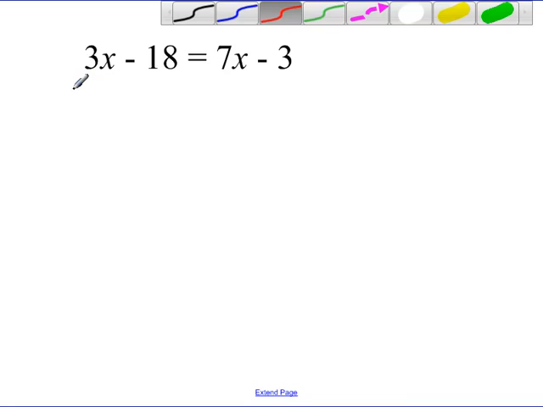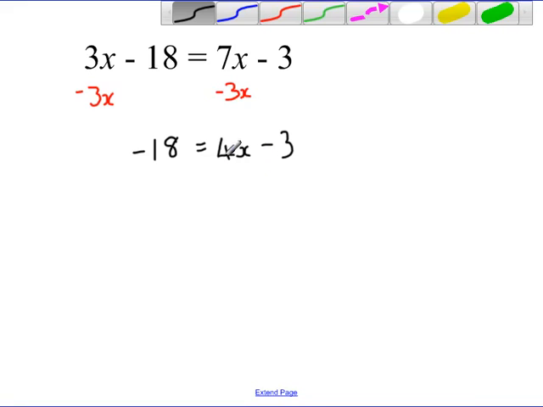So here I want to get all the x's onto one side, so I could take away 7x, and if I take away 7x from this side I'll end up with a minus number, so that's best if you always take away the smallest number of x's. So here I'm going to take away 3x, and I've got to do exactly the same to the other side. So I've taken away 3x from both sides. 3x take away 3x is 0, so you end up with minus 18 equals 7x take away 3x is 4x minus 3.